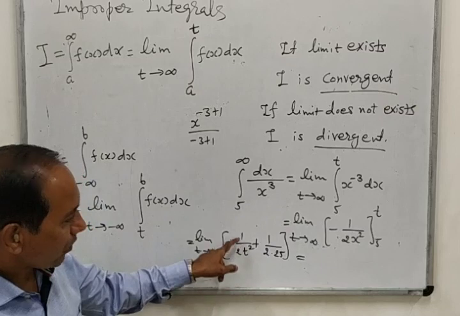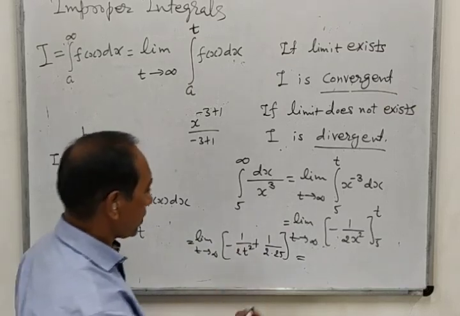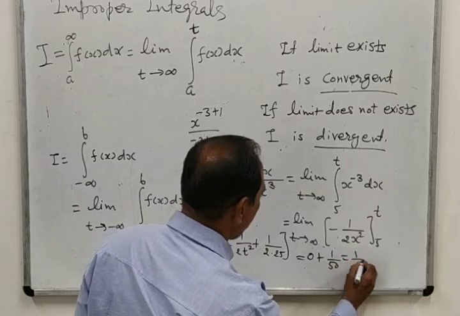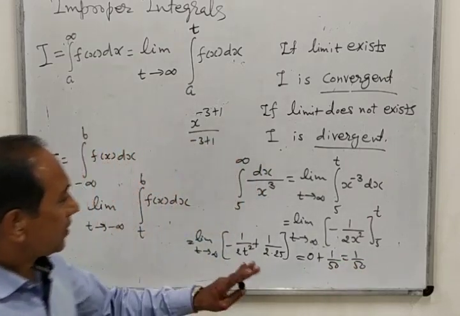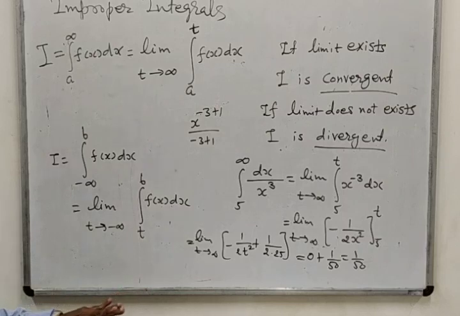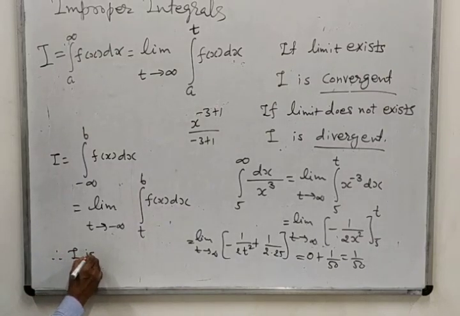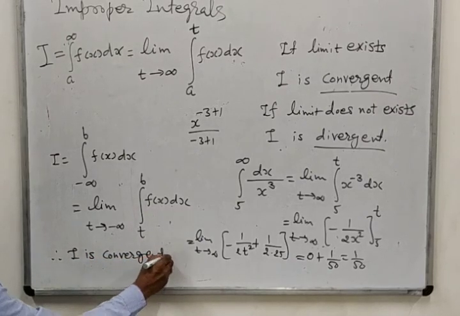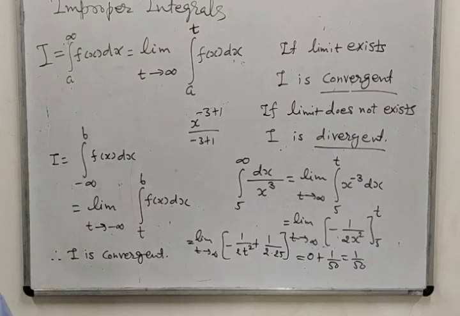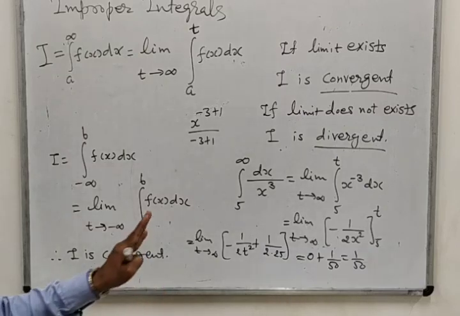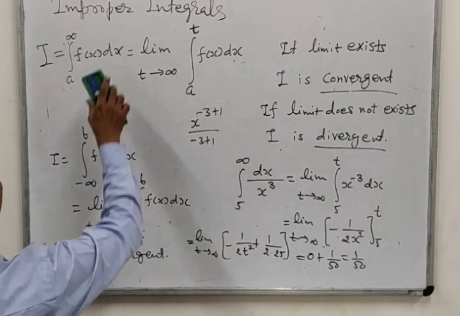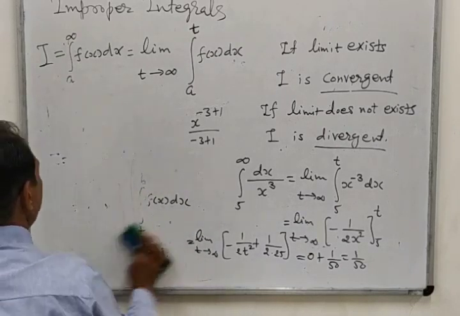1 upon infinity, but 1 upon infinity is 0. So it is 0, and it is 1 upon 2 into 25, that is 50. So the answer has some proper value. So we will write down that therefore the integration I is convergent. Finally you will have to write this down, because in the examination you will be asked to check whether the integration is convergent or divergent. Then you will have to use this kind of idea.